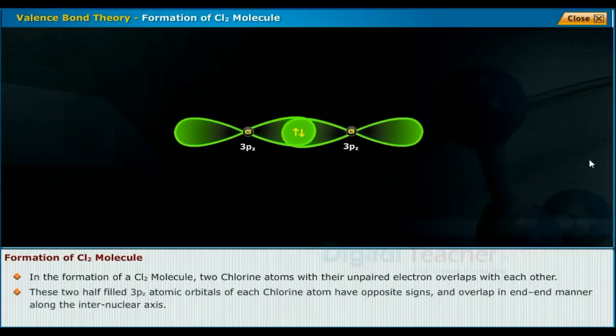These two half-filled 3pz atomic orbitals of each chlorine atom have opposite signs and overlap in an end-end manner along their internuclear axis. As a result, a sigma bond is formed between the two 3pz orbitals of the chlorine atoms.